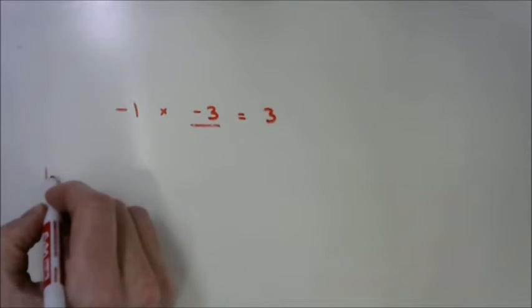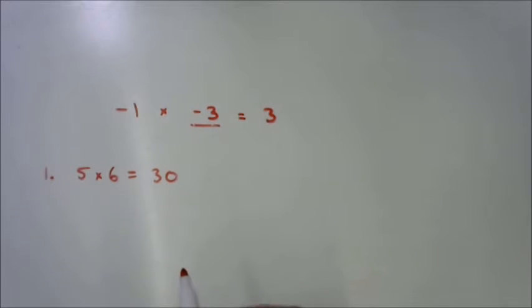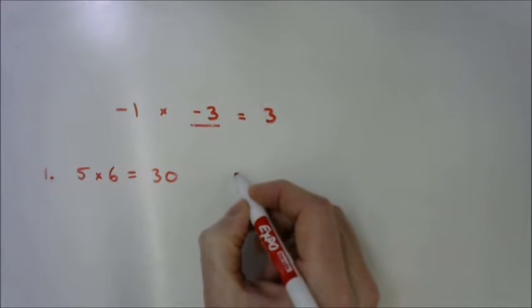Let's try a few. Number 1, we start very simple. 5 times 6? 30, and it's positive because we have 2 positive factors, no negative factors.